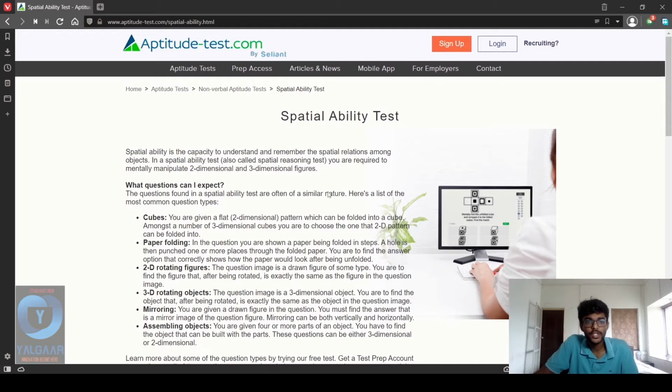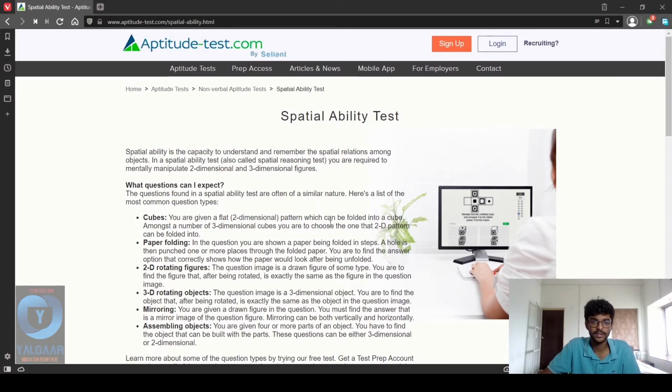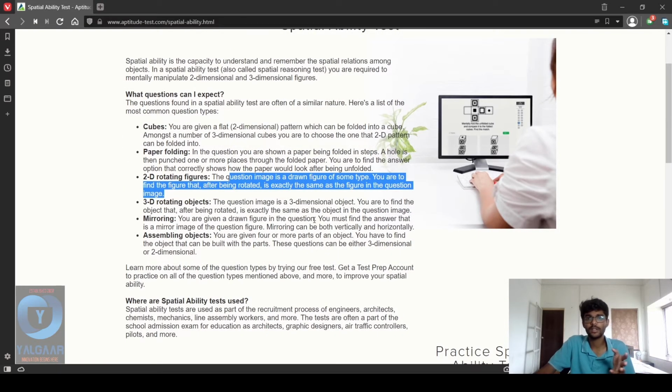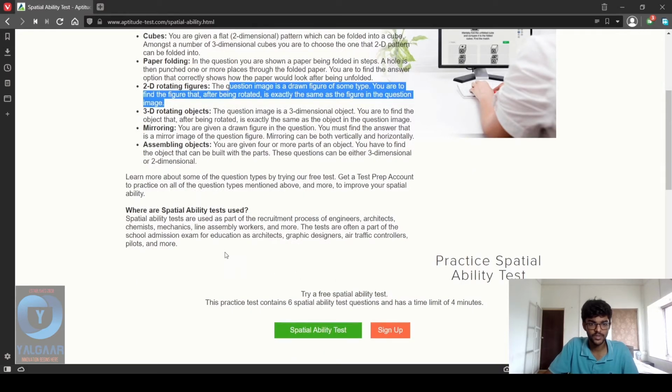Okay, so spatial ability is the capacity to understand and remember spatial relations among objects and stuff like that. So, cubes, you are given a pattern that is folded into a cube, paper folding and stuff like that. Okay, so it's not the north and stuff. It is where you're given mirroring of objects, you are given placements. Sometimes it's also where you have multiple people sitting on a table and you have to arrange them properly and stuff like that. That also sometimes comes as part of that. So yeah, this is it.